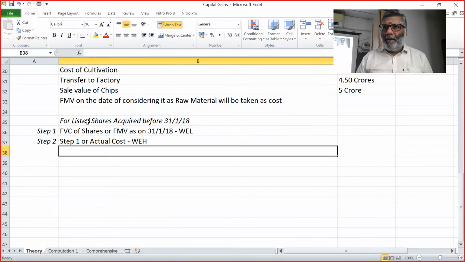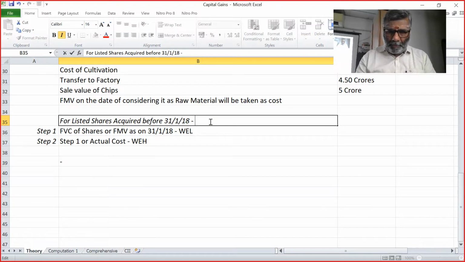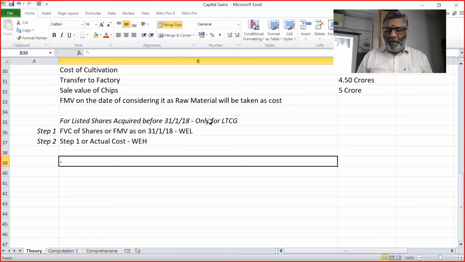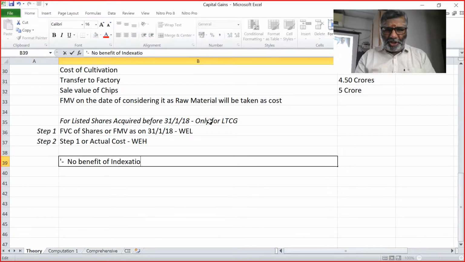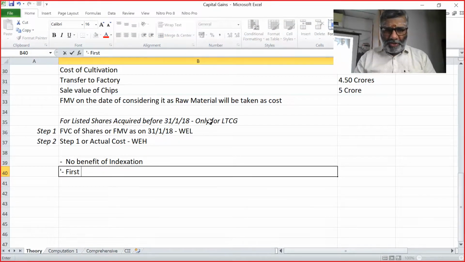Okay, right. Section 112A, my dear friends, further tells us, this is for listed shares, only for LTCG this computation. So section 112A further says, no benefit of indexation. I will not give you any benefit of indexation. First rupees 1 lakh is exempt.